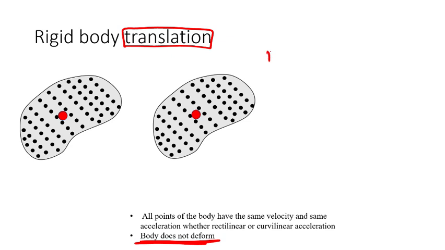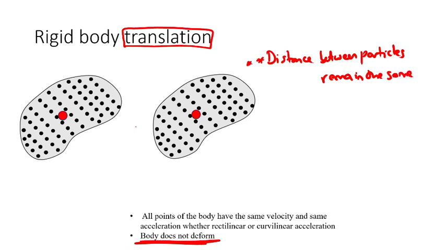So what it means is that the distance between particles remains the same. Okay, as you can see, if this one moves down, if this one moves to the right, it does not deform. The distance here, this d, or any distance you take, doesn't change when you have the translation.